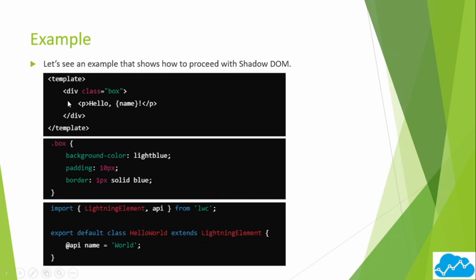So here we are creating a Lightning Web Component. In the HTML file, we are taking a div, division, and for the class we are using box. That is declared in the CSS, cascading style sheet, within that component. So here we have taken background color light blue, padding is 10 pixels, border is 1 pixel solid blue. These are the CSS properties for this box, and we are using it in the class of this division.